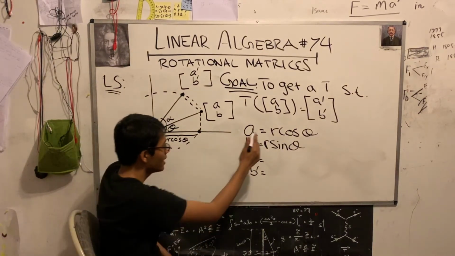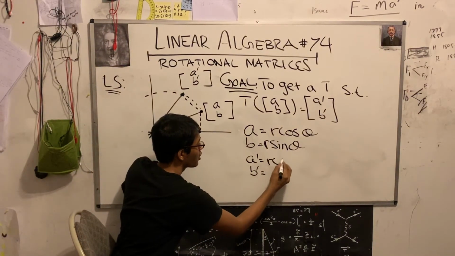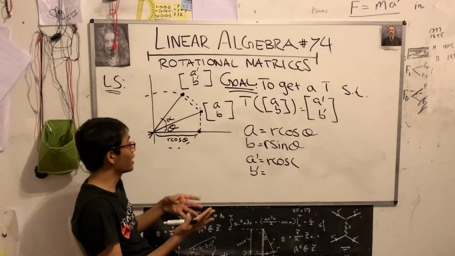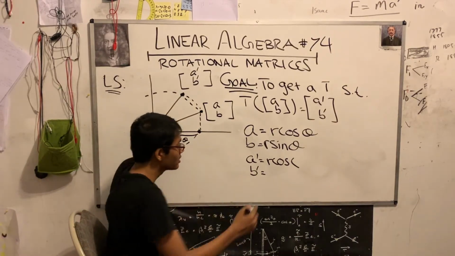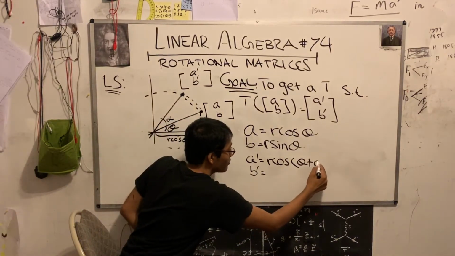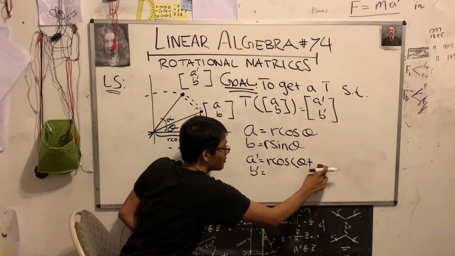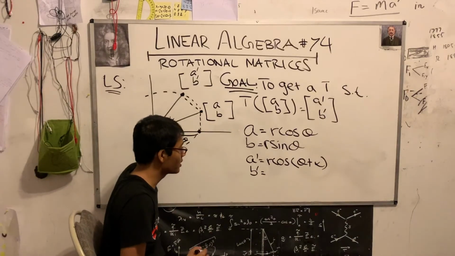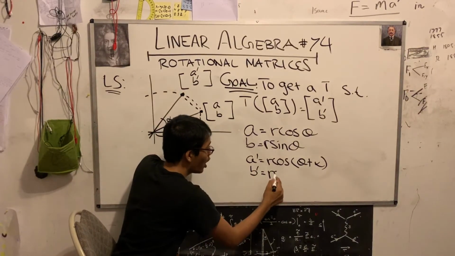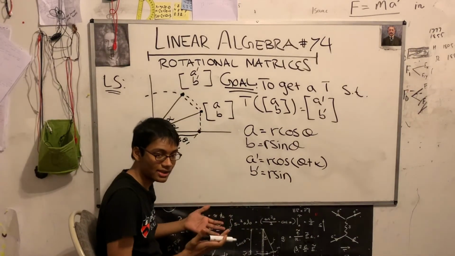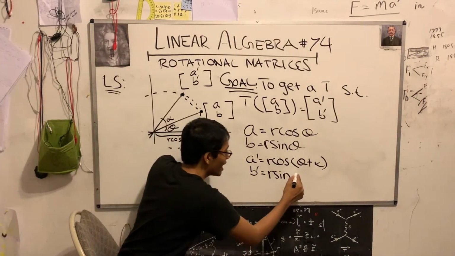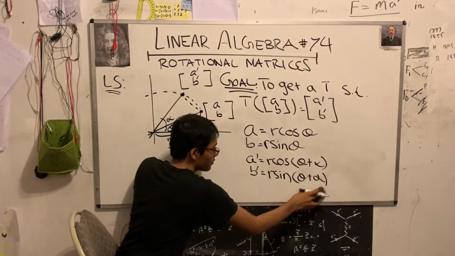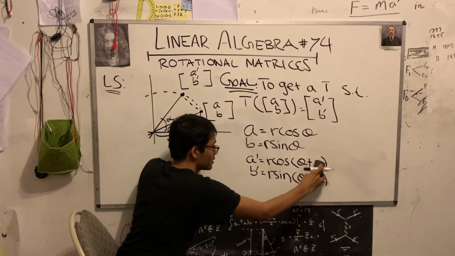So what I can say is that A prime is simply r cosine of no longer theta, because we no longer have an initial angle of theta. Instead, we have theta plus alpha. So let's just go ahead and write that down. Theta plus alpha. And of course, I'm going to write my alpha as A. Common mistake. So hopefully you see what I've written down there. And likewise, instead of r sine theta for B prime, I'm going to write r sine of theta plus alpha, because of course I have that extra angle. Okay? So hopefully that makes sense.